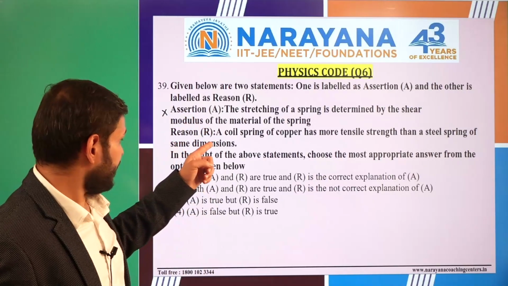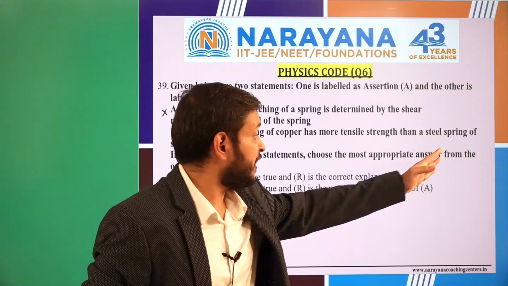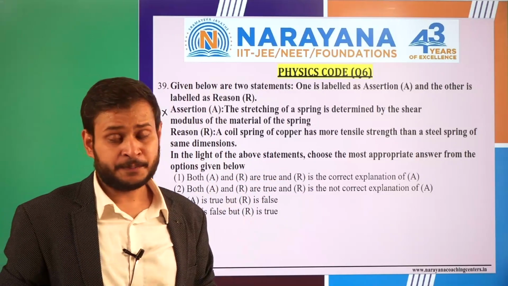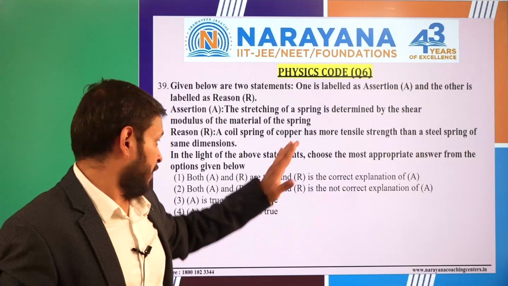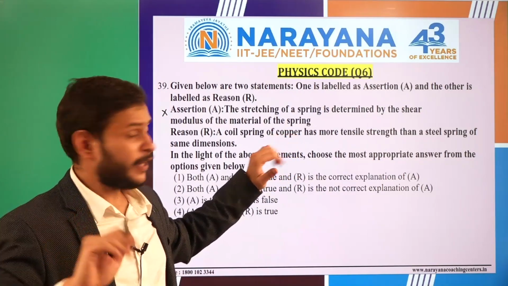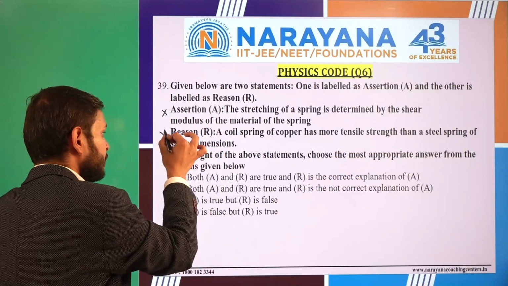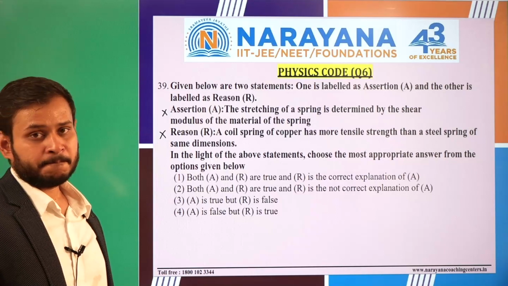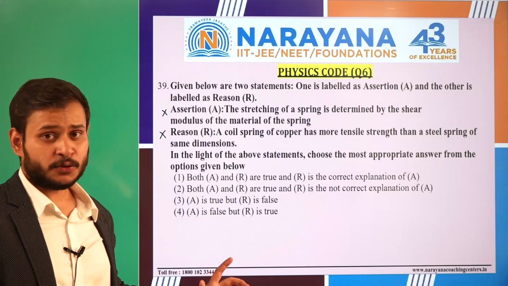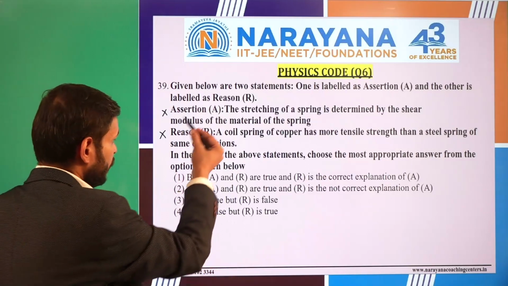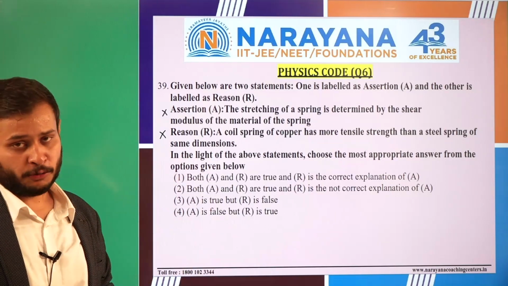Now for reason, a coil spring of copper has more tensile strength than a steel spring of same dimensions. Steel has more tensile strength over here, right? You can just see from the NCERT as well. Steel has more tensile strength. So again, this reason is also incorrect. And now no options are matching over here. So hopefully this question will be cancelled, right? Because both A and R are false, incorrect, and we cannot find any suitable option out of 4.